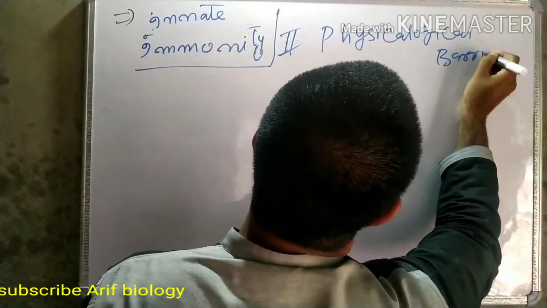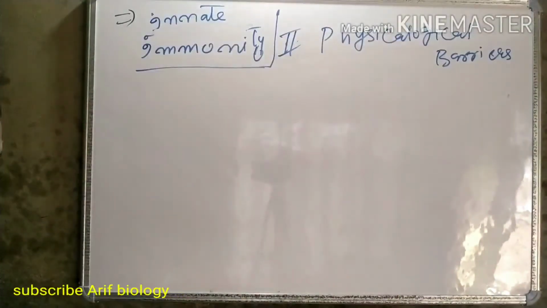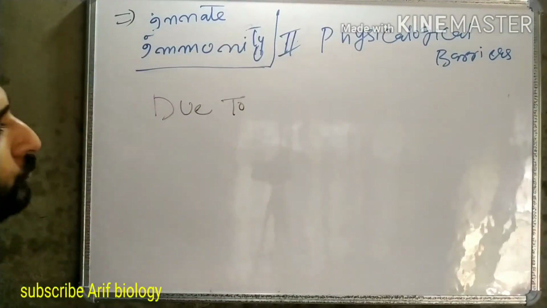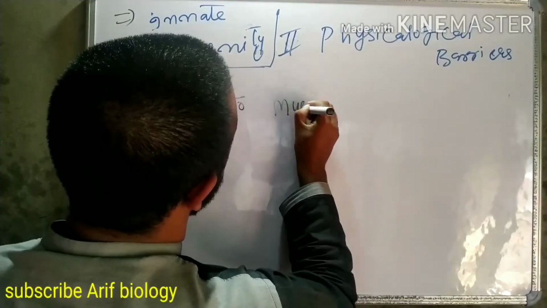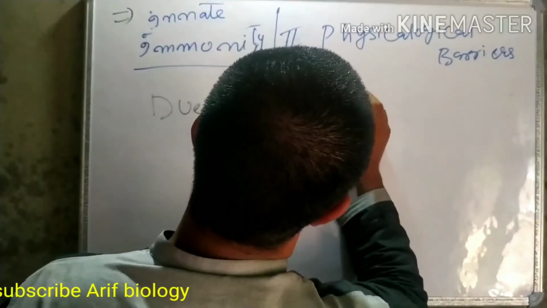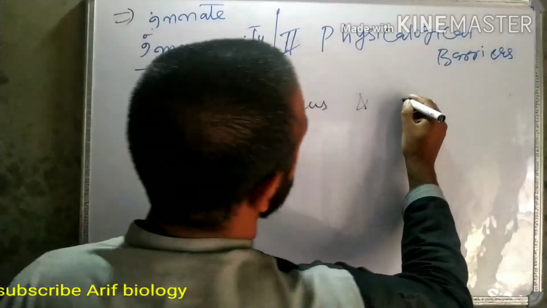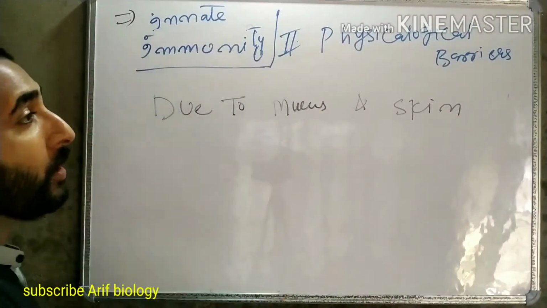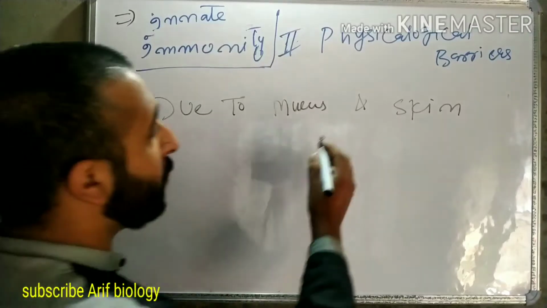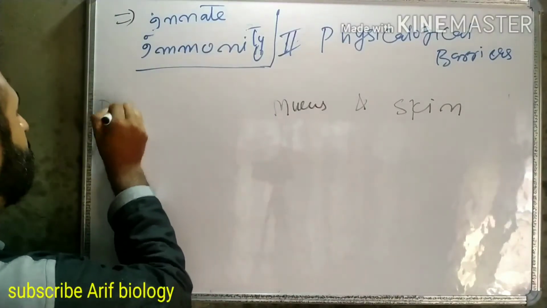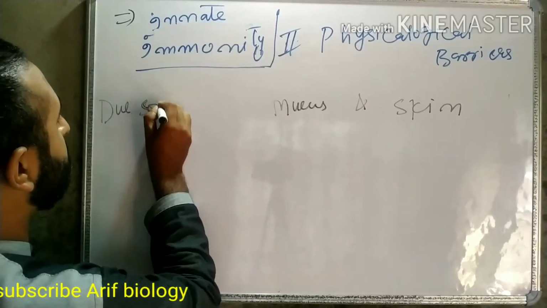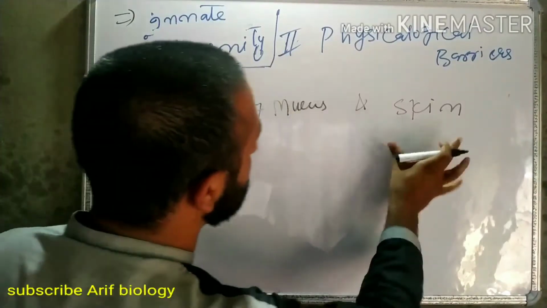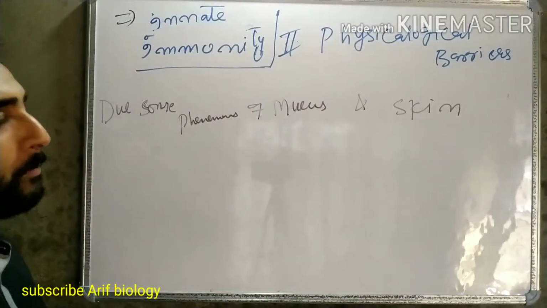Physiological barriers. These physiological barriers are due to mucus and skin. फिजिकल में मैंने बताया these are due to mucus and skin, मगर यहाँ भी physiological barriers are also due to some phenomena of mucus and skin. कैसे होता है अब मैं आपको बताऊं.